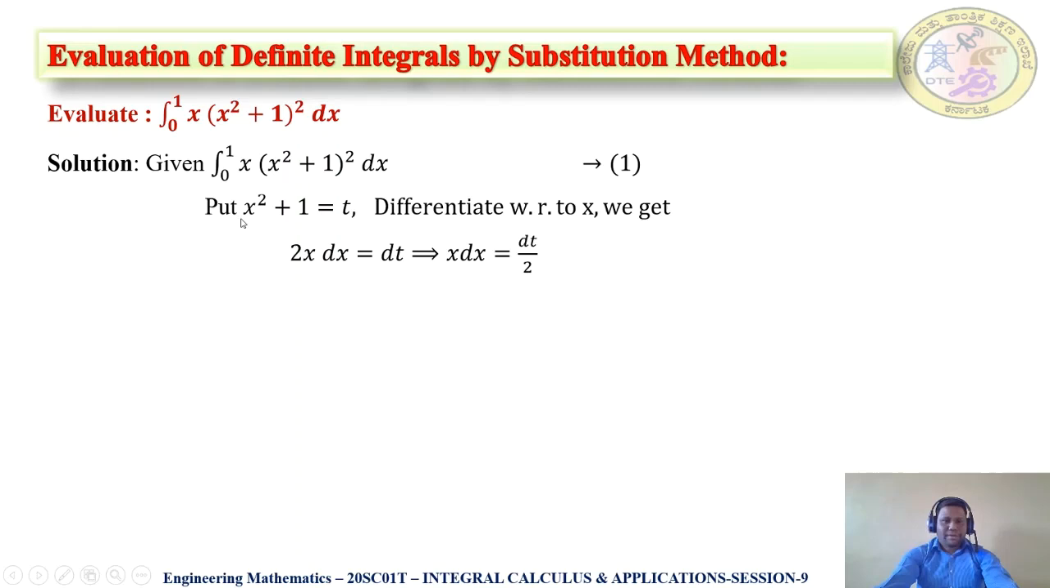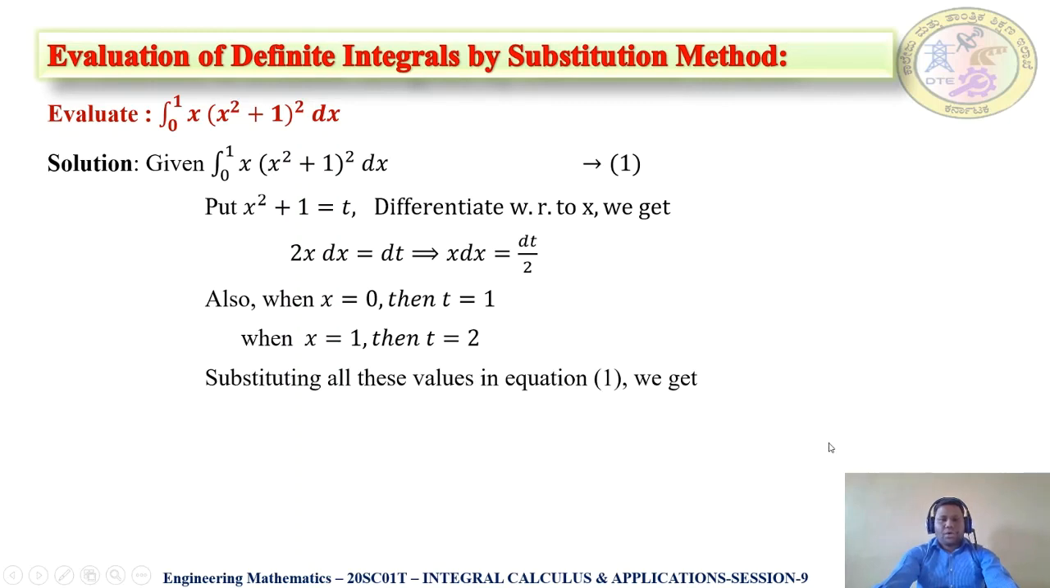We have put x square plus 1 equal to t. Differentiate, we get 2x dx equal to dt. Therefore, x dx is equal to dt divided by 2. Also, when x equal to 0, t will become 0 square plus 1, that is 1. When x equal to 1, t equal to 1 plus 1, that is 2. You can observe here, when x equal to 0, then t will become 1. When x equal to 1, then t will become 1 square is 1 plus 1, that is 2.